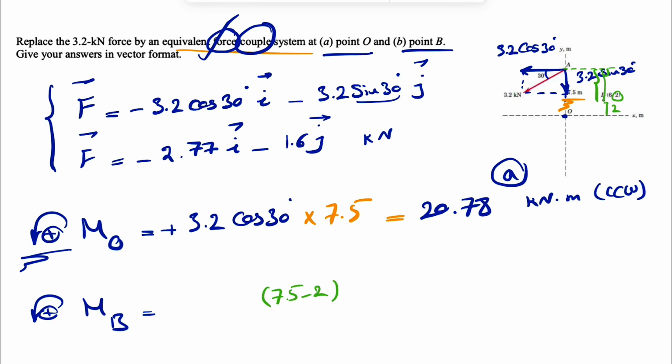And the force would be what we had in the previous step. Again, the moment is going to be also counterclockwise about B, so this will be positive.